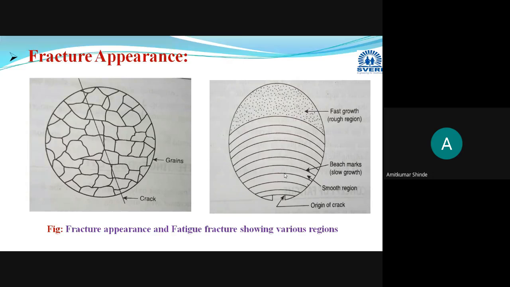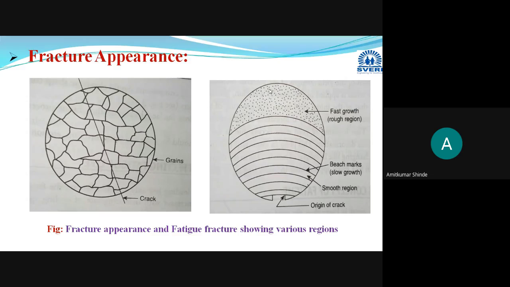So this is the appearance, or the nature, of the fracture. It is transcrystalline or transgranular, meaning the crack progresses through the grains, and there are different regions. The origin of the crack is in the form of a keyhole, then it progresses through a smooth region with beach marks or ripples, and after that the rough region forms, the crack progresses at a very rapid rate, and the component fails.